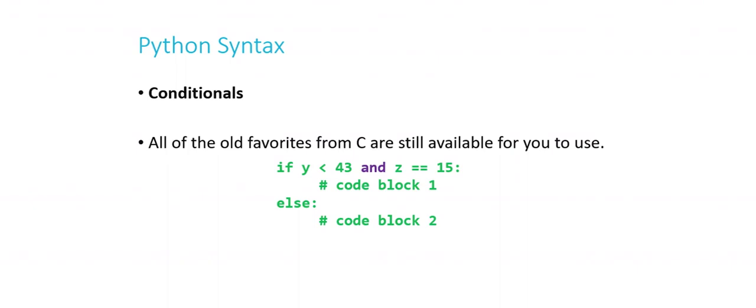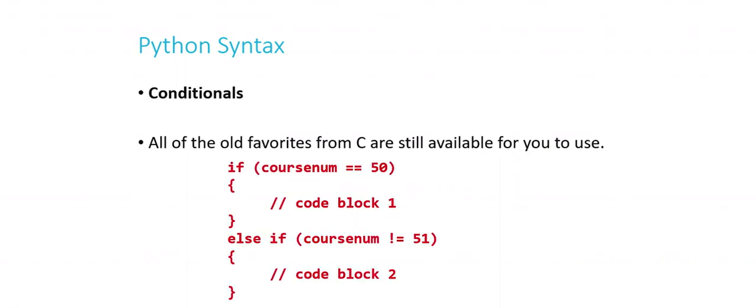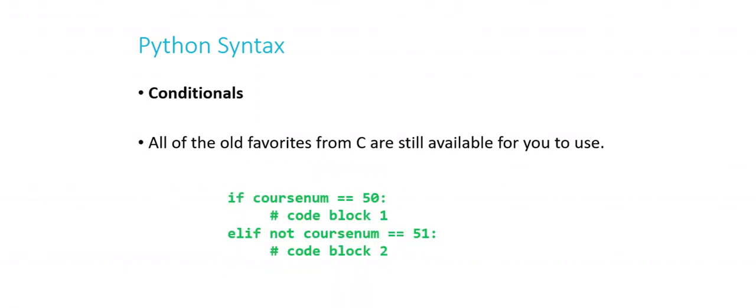The else is not that big of a difference. This one is a little bit different, though. So if course number equals 50, we do one thing. Else, if course number is not equal to 51, we do something else. In Python, we don't have else if. We have elif, not else if. But otherwise, it's going to behave exactly the same. So just, again, trying to cut a couple of characters out of what we have to type.